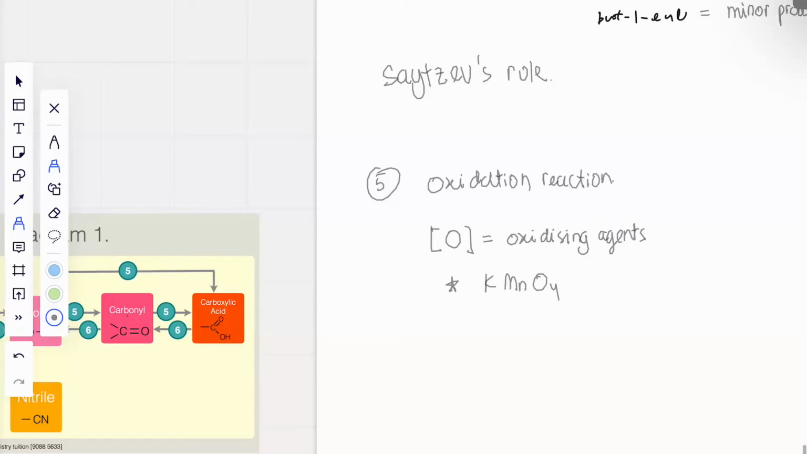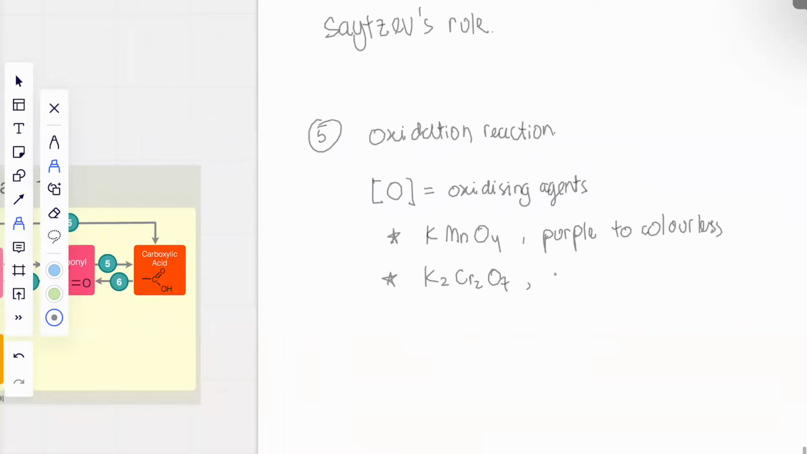KMnO4, potassium permanganate. If you use that, the color will change from purple to colorless. The other one is potassium dichromate. This one also must memorize. Either one will do. The color changes from orange to green.